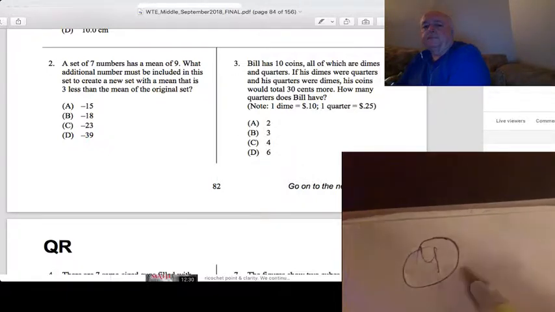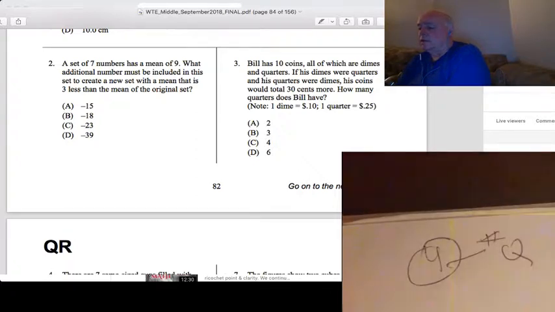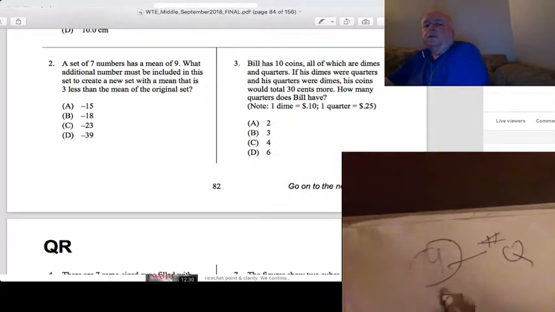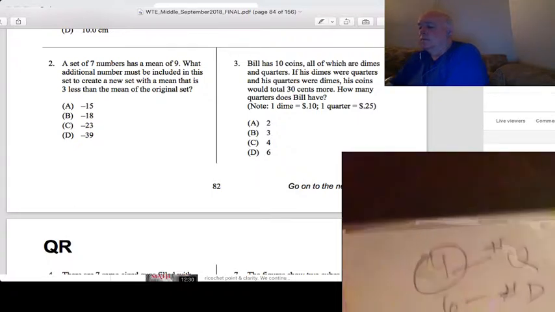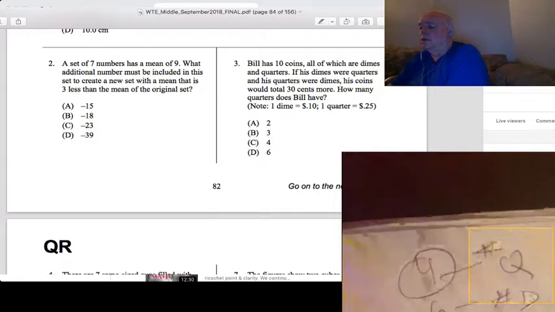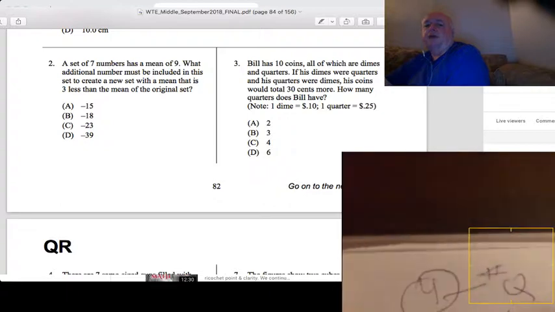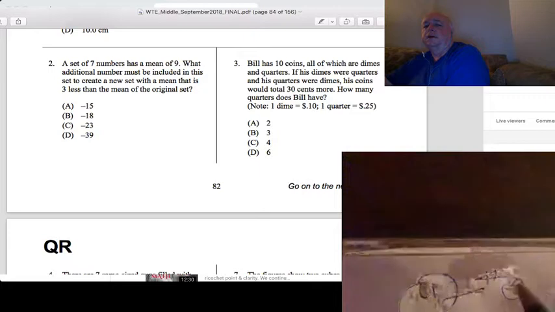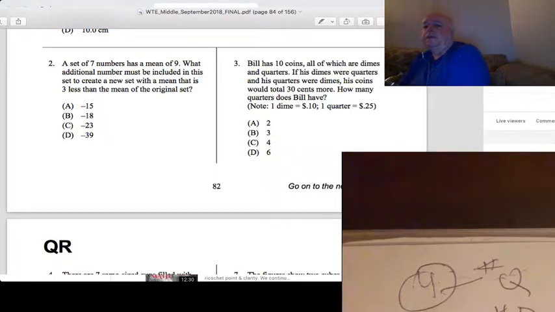If Bill has 10 coins, that means he has 6 dimes. The question says, Bill has 10 coins, all of which are dimes and quarters. So that accommodates that. If we're using 4 quarters, we have 10 minus 4 is 6 dimes. If his dimes were quarters and his quarters were dimes, his coins would total 30 cents more. How many quarters does Bill have? So what are they talking about? If his dimes were quarters and his quarters were dimes.